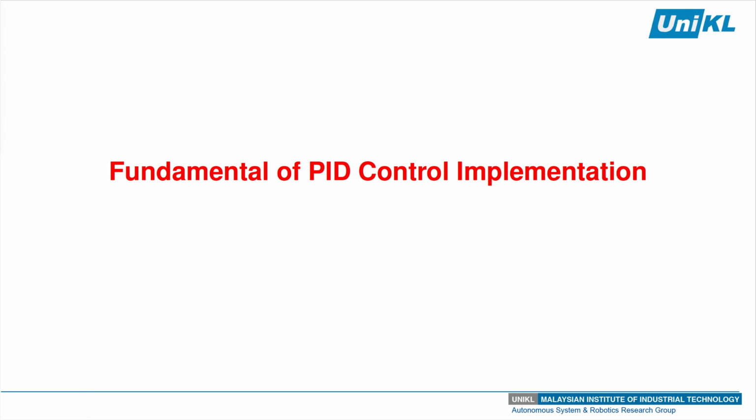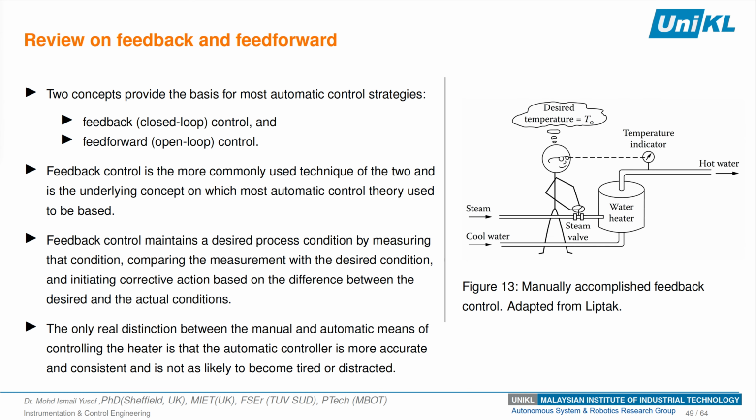Hello. In this video, we're going to review the fundamental concept of PID control implementation. We're going to start looking at the two basic concepts of automatic control strategies. Two concepts provide the basis for most automatic control strategies, which are, first, feedback closed-loop control, and second, feed-forward open-loop control. Among these two, feedback control is the more commonly used technique of the two, and is the underlying concept on which most automatic control theory used to be based.